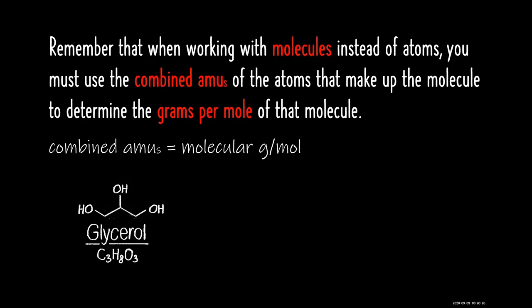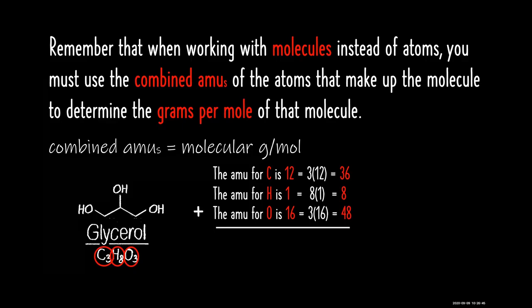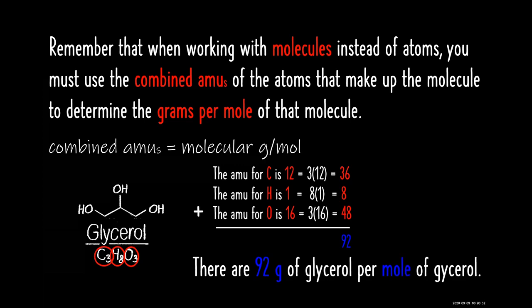Glycerol will be our example. The AMU for carbon is 12, and there are 3 carbons, yielding 36. The AMU for hydrogen is 1. There are 8 hydrogens, yielding 8. And the AMU for oxygen is 16. There are 3 oxygens, yielding 48. This gives us a total of 92. There are 92 grams of glycerol per mole of glycerol.